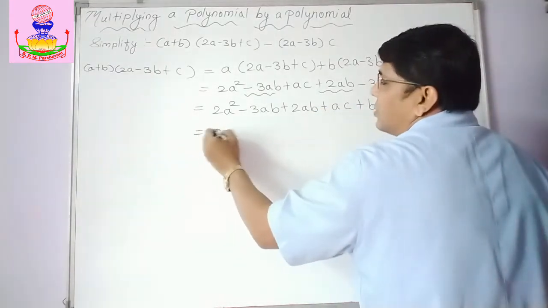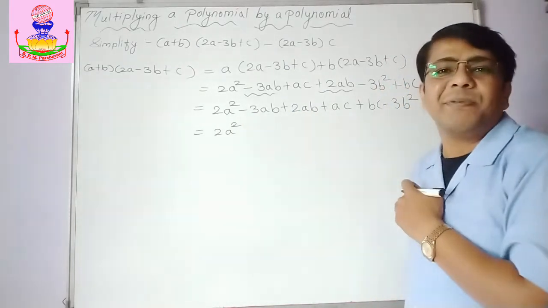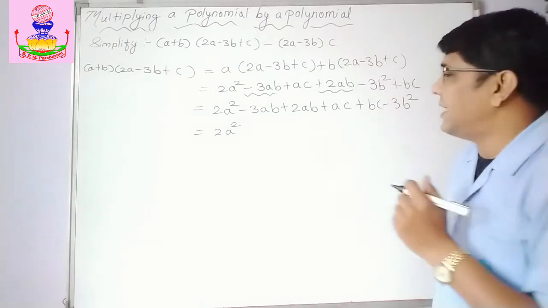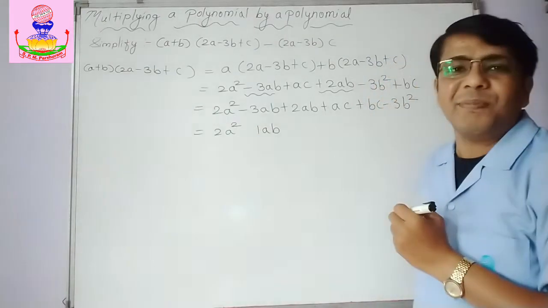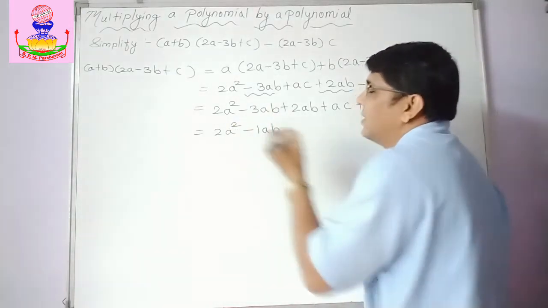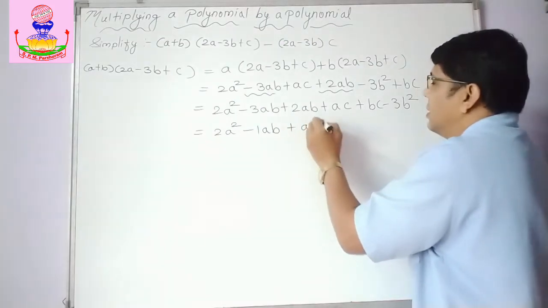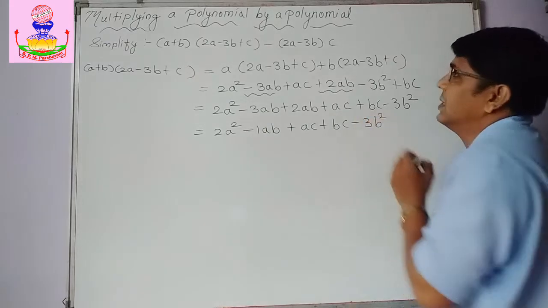Okay, now, so that is 2a square, minus 3 plus 2. Difference in sign. Go for subtraction. Right? 3 minus 2, 1. So 1ab. Give the sign of bigger number. So bigger number is 3. Its sign is minus. So minus ab. Plus ac. Plus bc. Minus 3b square.